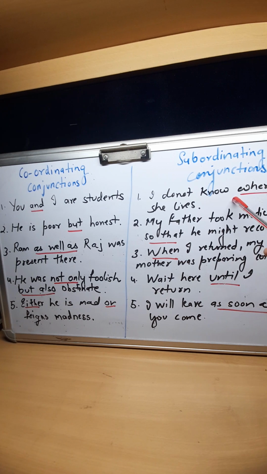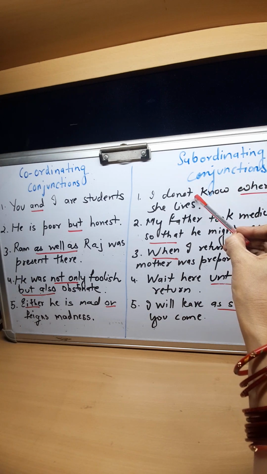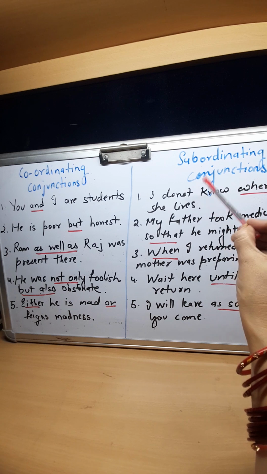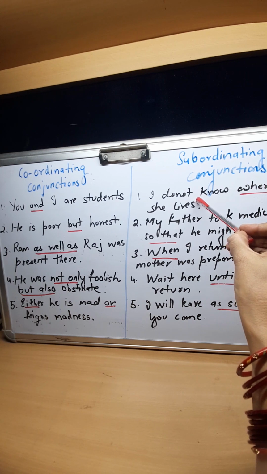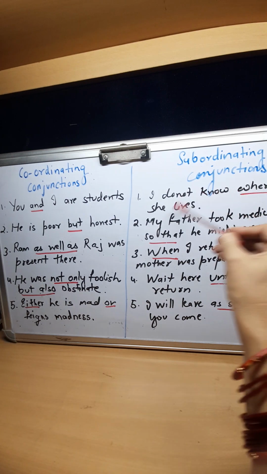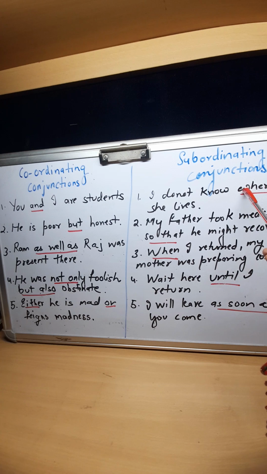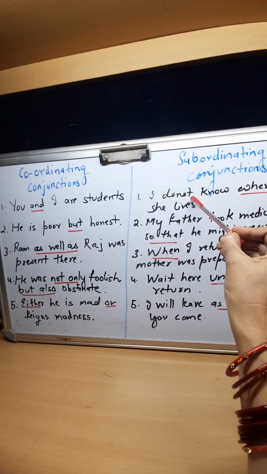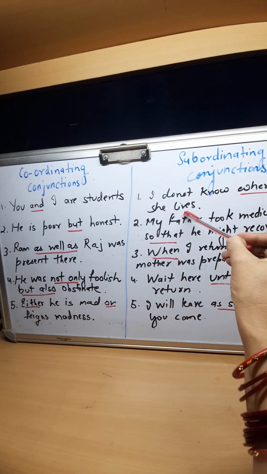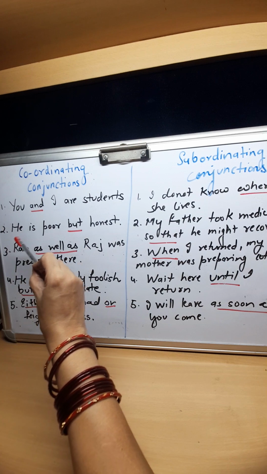Or you can say that when we use subordinating conjunctions, then one part of the sentence is dependent upon the other part of the sentence for its complete meaning. I do not know. What you do not know? Where she lives. So this is the main part of the sentence, and here where we have used subordinating conjunctions, the meaning is dependent upon this, where she lives.